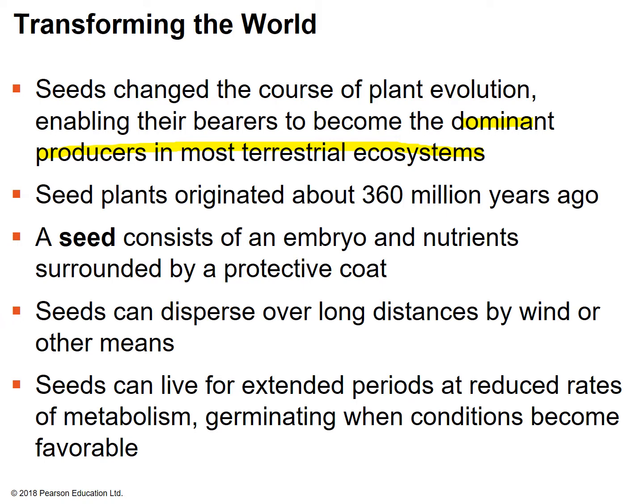A seed consists of an embryo and nutrients surrounded by a protective coat. Seeds can disperse over long distances by wind or other means, like animals, humans, water. Seeds can live for extended periods at reduced rates of metabolism, dormant, germinating when conditions become favorable.